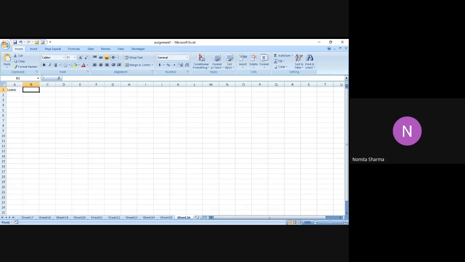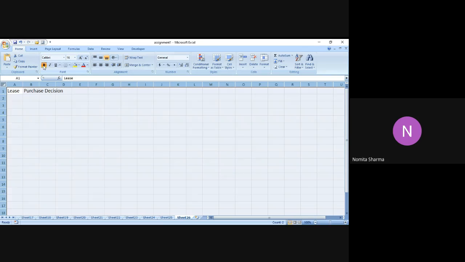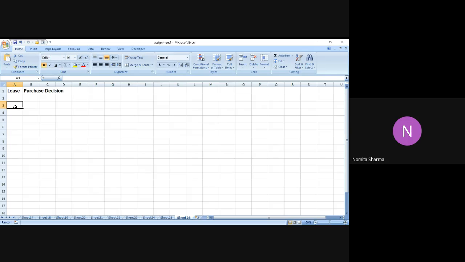So I will write the heading over here, lease or purchase decision. Let me just make the whole sheet bold so that it is visible and clear. I have a very simple question with respect to the lease or purchase decision. Often as a consumer, we are in a conflict whether we should buy a product by paying the amount there and then, or get a product on a lease basis.